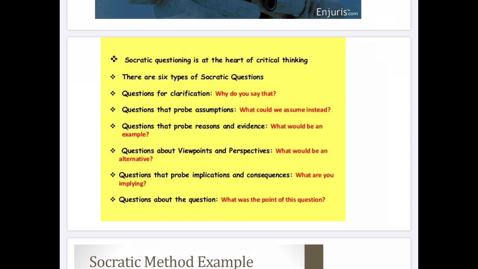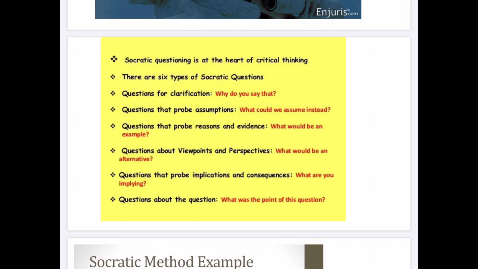There are questions for clarification, and an example of that is, why do you say that? So if you want somebody to give more information or clarify what they're saying, you might ask them, why do you say that? There are questions that probe assumptions. What could we assume instead is an example of that. Socrates understood that people made assumptions about things, and so he wanted them to question and examine their assumptions. And so he would ask them to try a different assumption instead and see where that took them. There are also questions that probe reason and evidence, and an example of that is, what would be an example? Or what is your evidence?